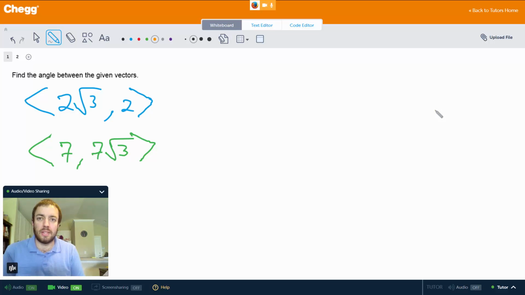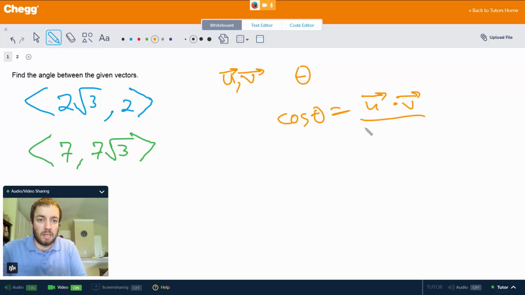I mostly do math and a little bit of computer science, and in this video we're going to find the angle between two given vectors. So in general, if we have two vectors u and v, then the angle between them, which we'll call theta, is given by the cosine of theta equals the dot product of u and v divided by the magnitude of u multiplied by the magnitude of v.